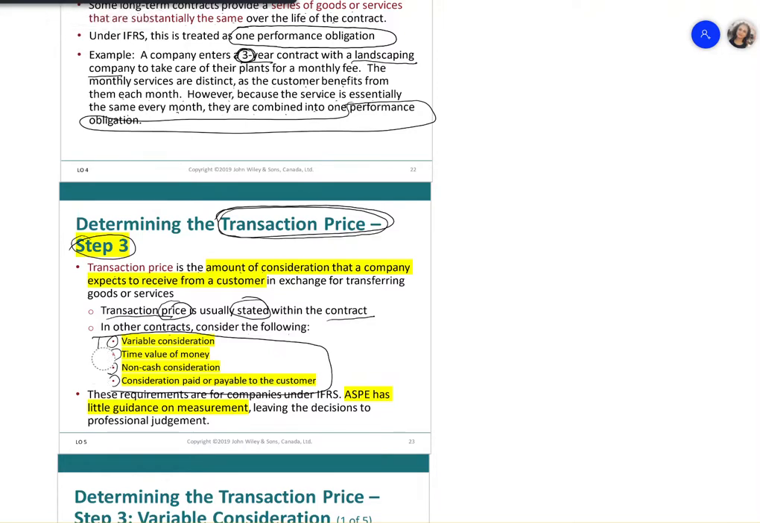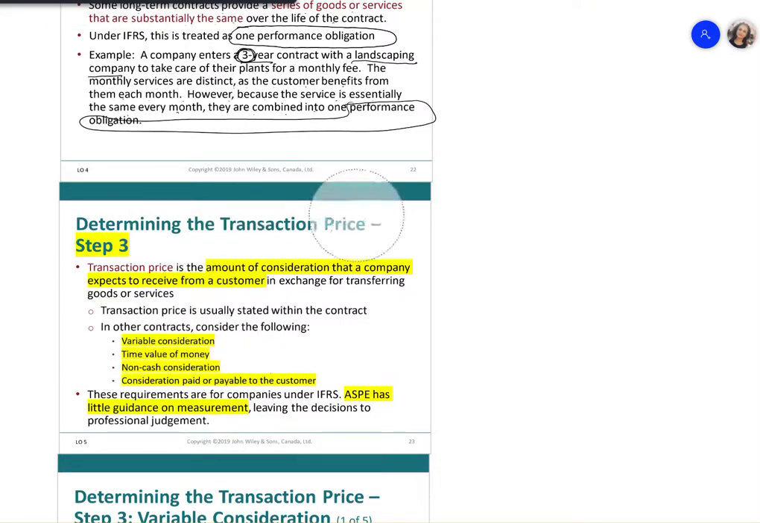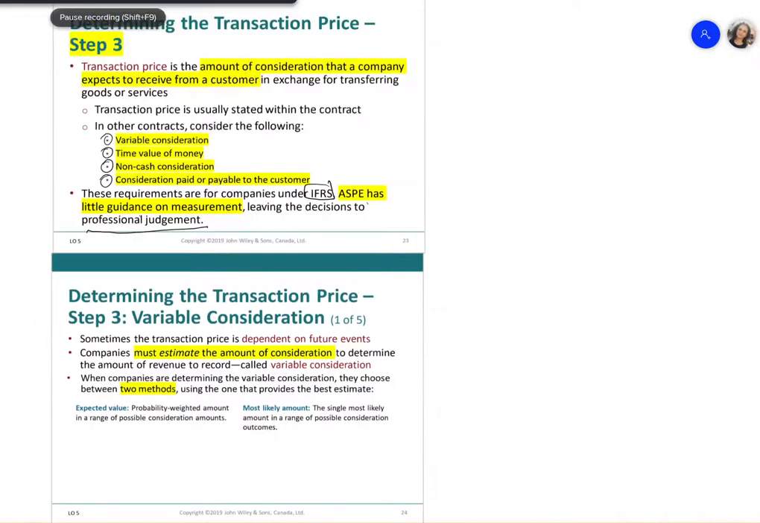So IFRS calculates the transaction price using these four considerations. ASPE has little guidance, so ASPE doesn't have too much guidance. It all depends on judgment, on what price we are going to put in for the service.